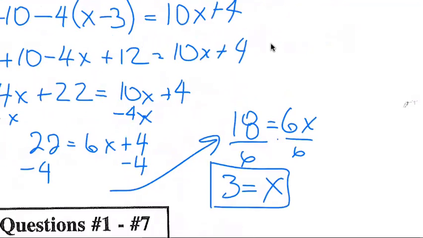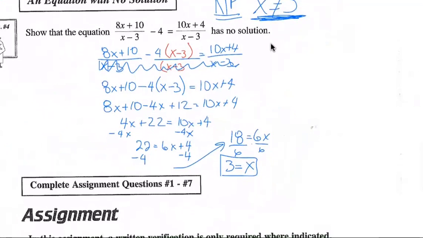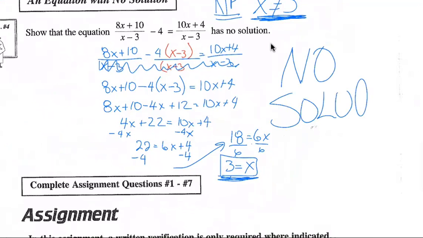Check your non-permissible values. Oh, wait a minute. X can't equal 3. So because I only had one solution here, and it is our non-permissible, I simply say no solution. S-O-L-U-T-I-O-N, solution, no solution.